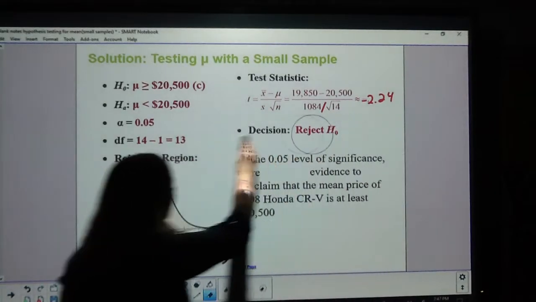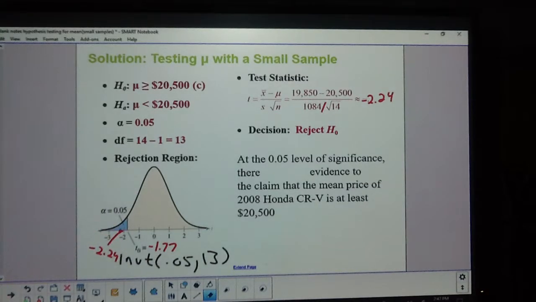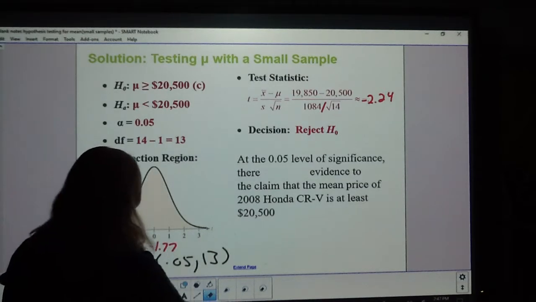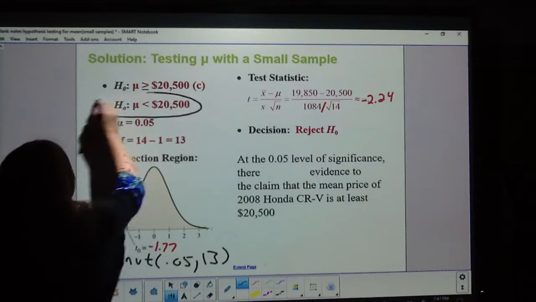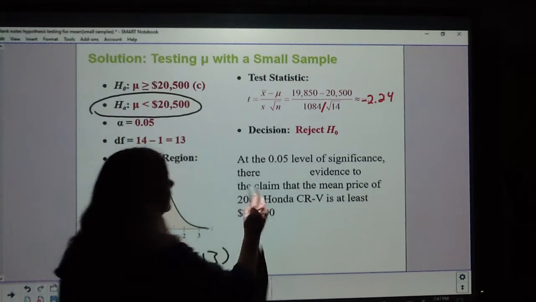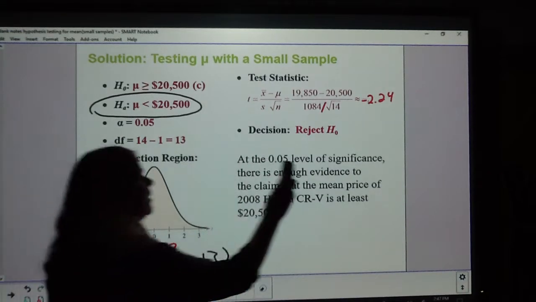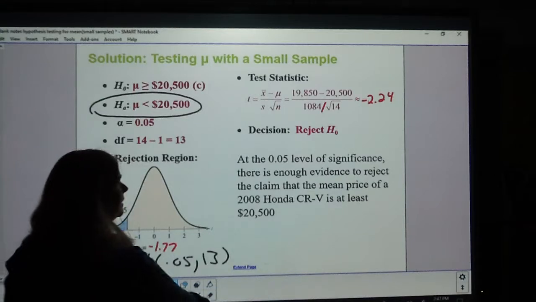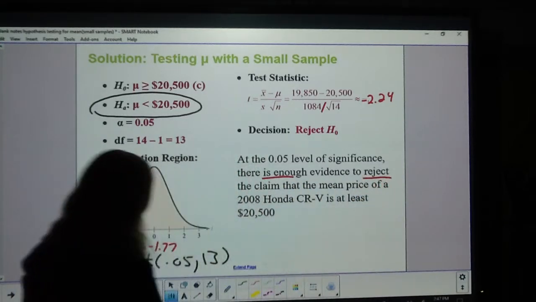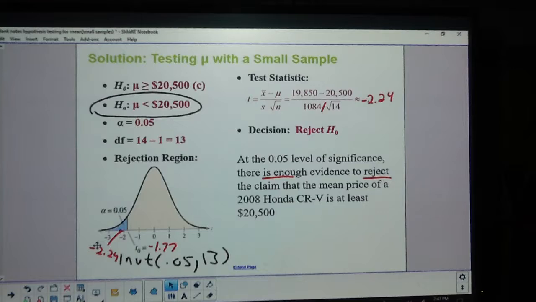Since I'm in the tail, the alpha tail, it's a reject. And so I'm rejecting. So there is enough evidence to reject the claim. Use the word reject if the claim is H sub 0. Use the word support if the claim is your H sub A.